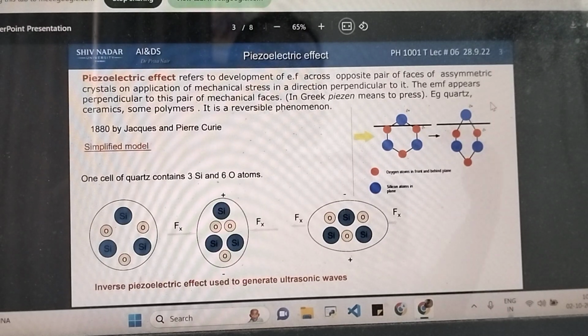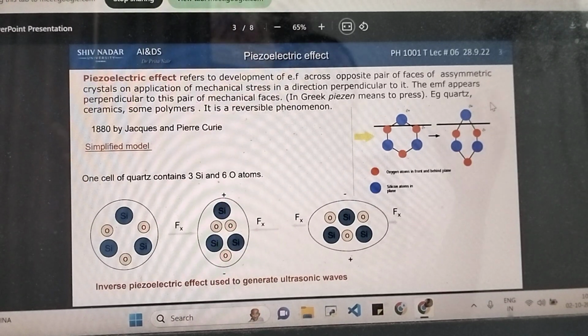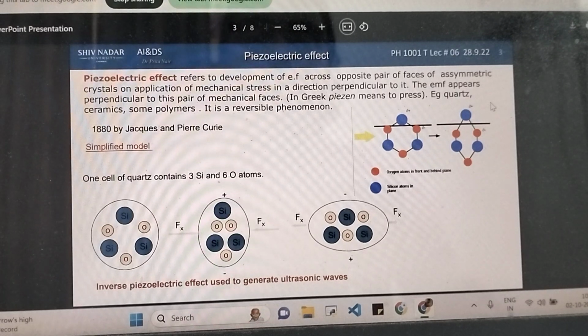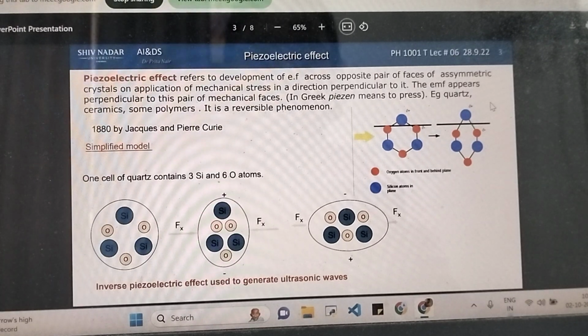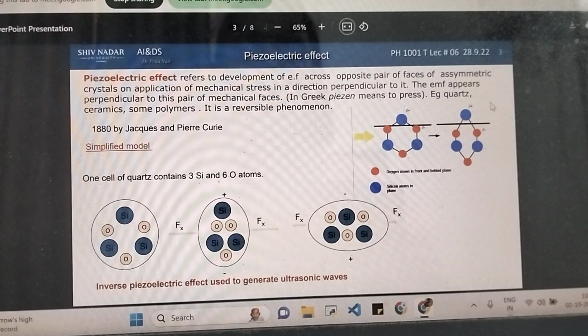So we use the inverse piezoelectric effect to generate ultrasonic waves. How? We take a piezoelectric material, we apply electricity to two faces. The other two opposite faces, they will either expand or compress. In any case, they will vibrate the air column surrounding them, and that vibration leads to ultrasound generation. Essentially what we are looking at is different ways of vibrating the air column. So this is one of them.